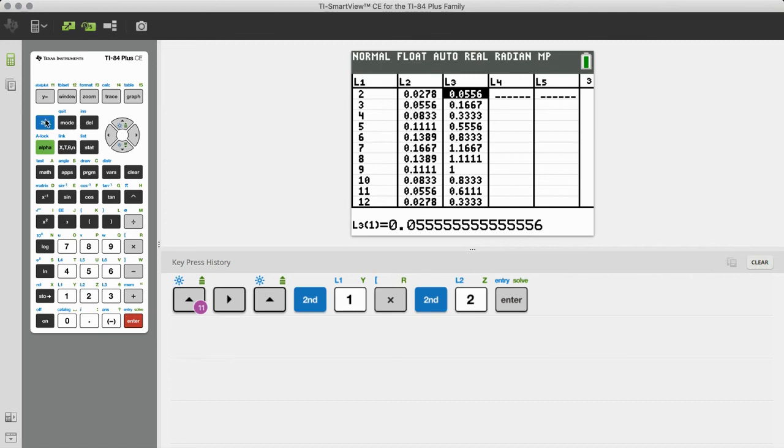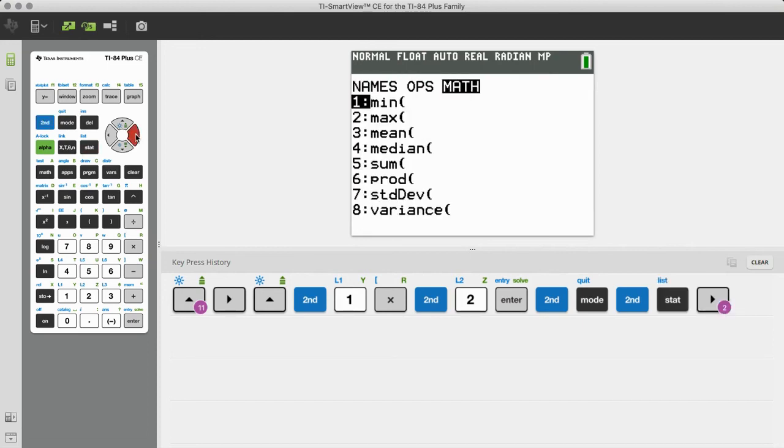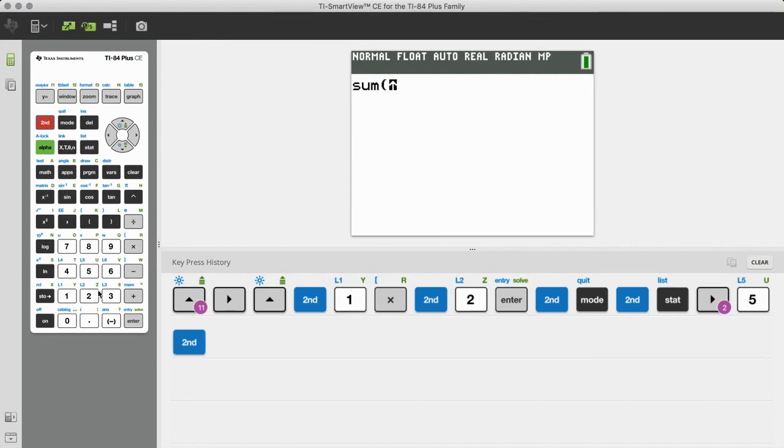Okay, so I'm going to get out of here, and let's find the sum of list 3. The sum, number 5, of list 3. And let's just double check that we do get 7. Okay, perfect. So that's the expected value. The expected value is 7. Okay, let's go back to, sorry, I hit the wrong button.